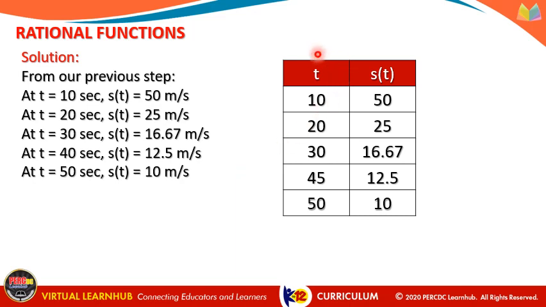So again, the values of t will be placed on the first column and the values of S of t will be placed on the second column. Tapos, ingat na lang no, sa magkakapartner. So again, at time is 10, the speed is 50. At 20, it's 25. At 30, it's 16.67. At 40, it's 12.5. And lastly, at 50, it's 10.